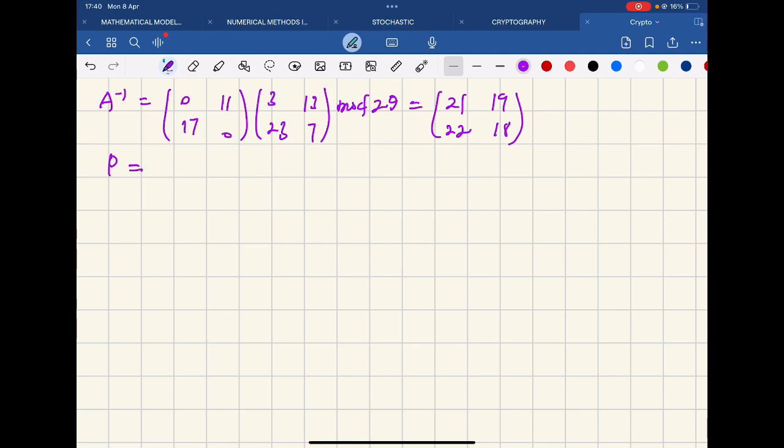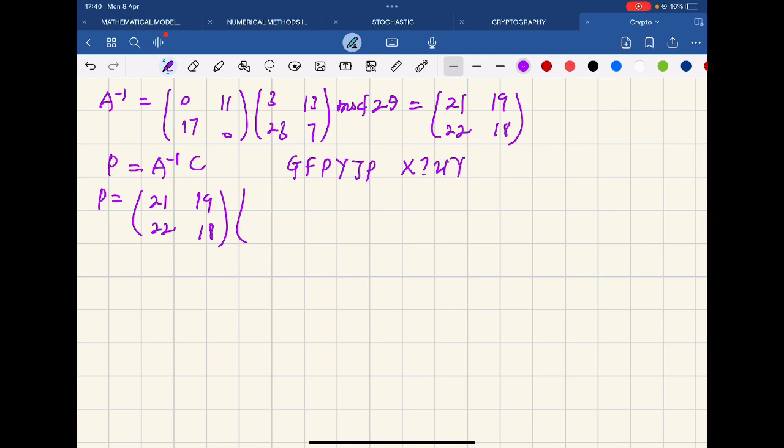Okay, so now if we want to read our message, then we have to find our P, and P is always given by A inverse times C. Now, A inverse is what we have over here, which is 21, 22, 19, and 18. And what is C? C is the cipher text that was given in the question. So we have JF, PY, JP, then a space, SM, question mark, UY, XS, and TLA, DP, and LW. So now we have to write this cipher text in the form of a matrix.